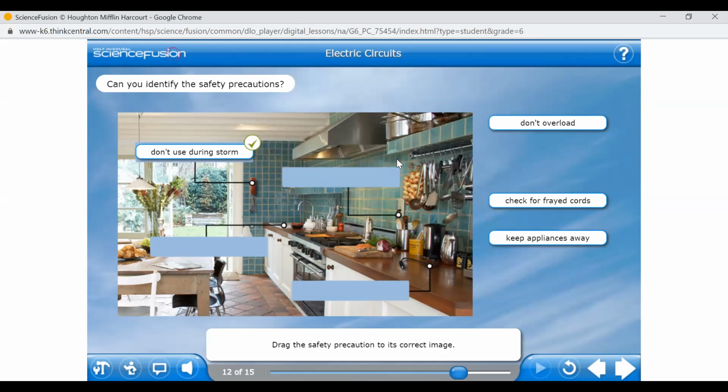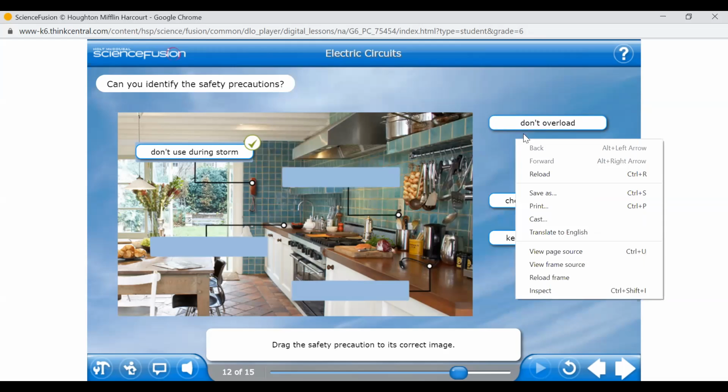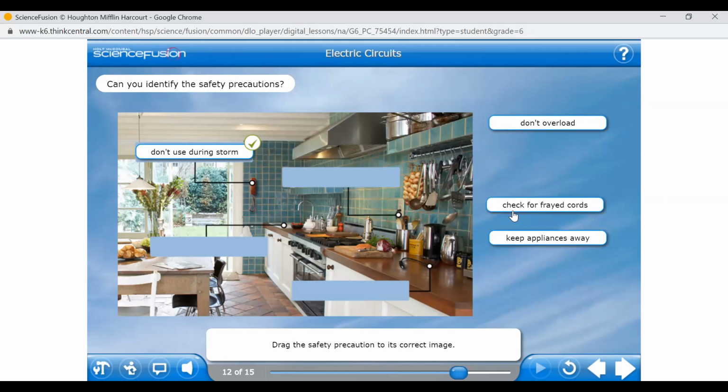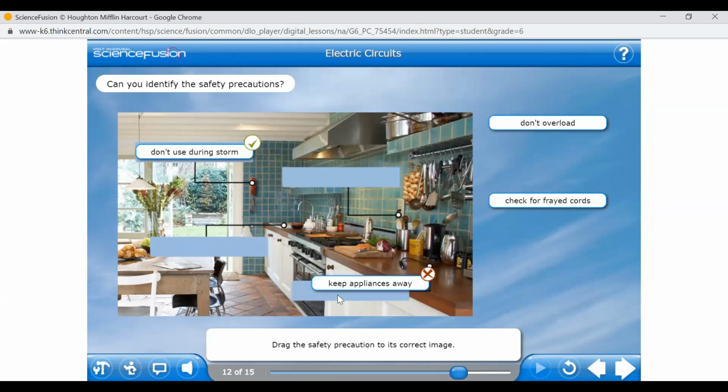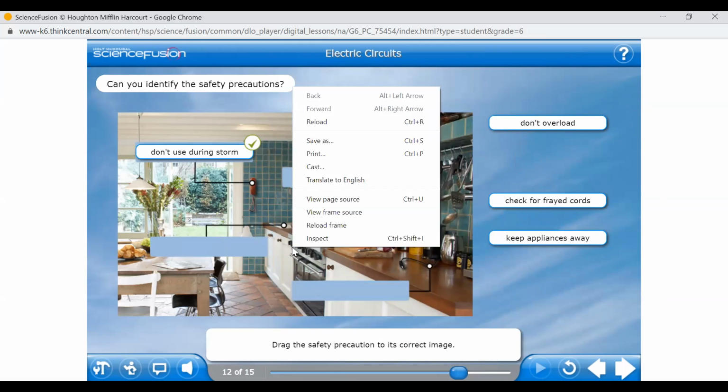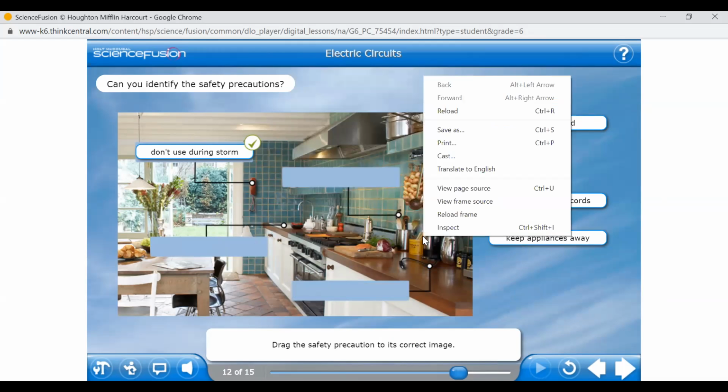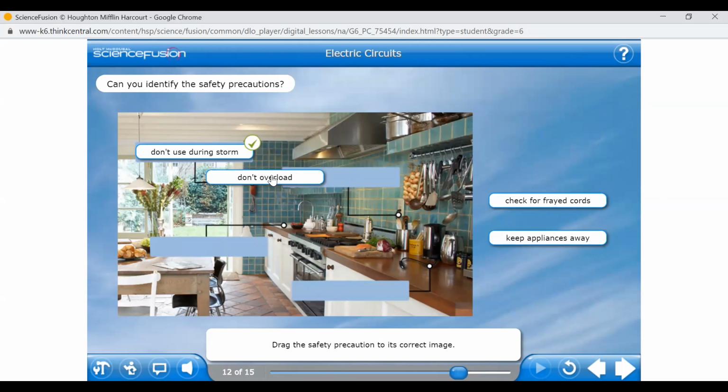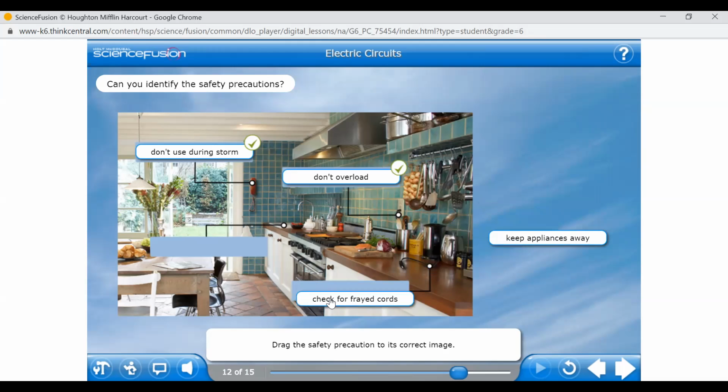This is giving me a hard time dragging this. I'm going to try this again. So if we were in class right now, you'd be able to use the board to drag these. Try this. I'm not giving up. Oh, good, I got it.